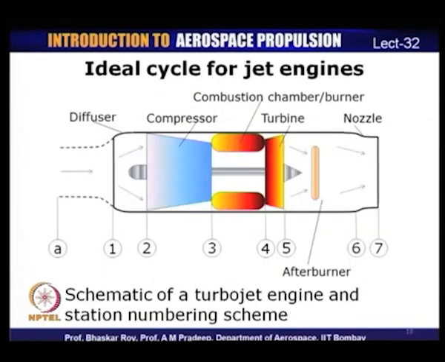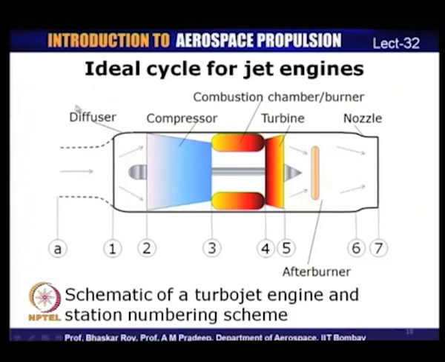So, let us take a look at a basic turbojet engine in a schematic form, and we also have a certain station numbering system which we shall be following in the next one or two lectures. That is, each component is designated by a certain number for its inlet and outlet. So, this is a turbojet engine and the components of the turbojet engine are indicated here.